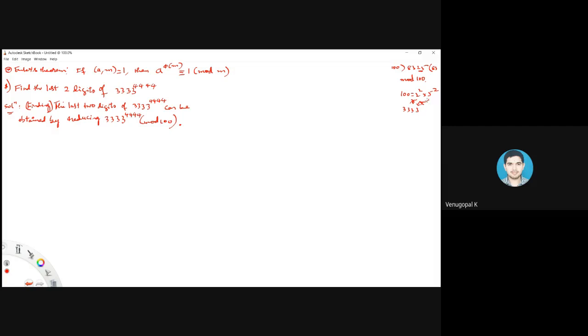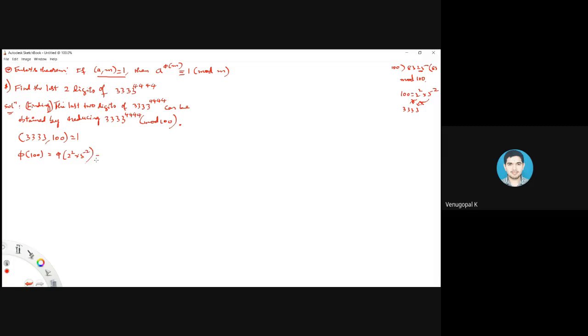It should end with 5 or 0 in that case. So definitely we know that the GCD of these two numbers, 3333 and 100, is equal to 1. That means we have this particular property that is happening. Okay, that means we can first go for phi of m. Let us calculate that. Okay, so phi of 100 is equal to phi of 2 square into 5 square.